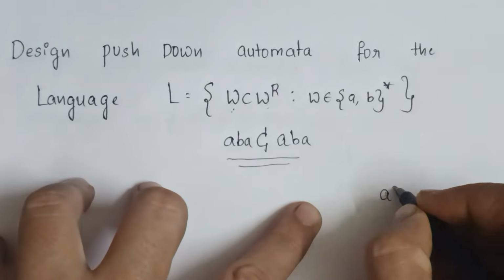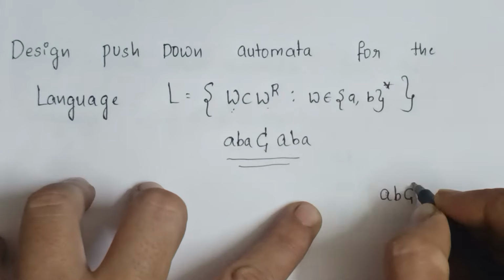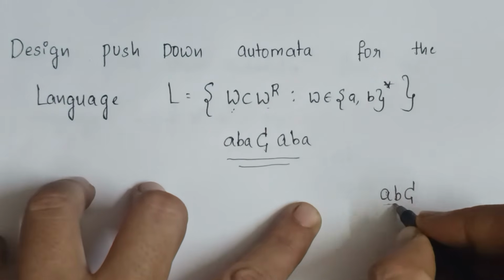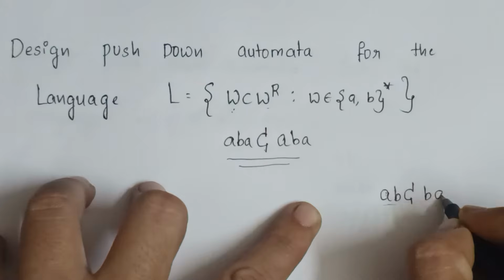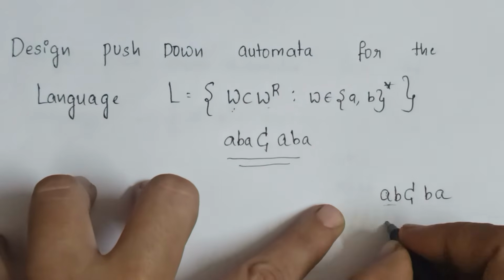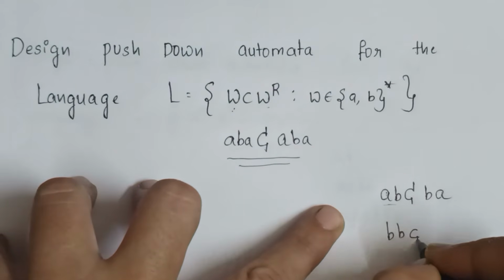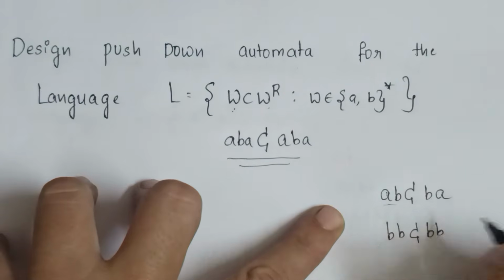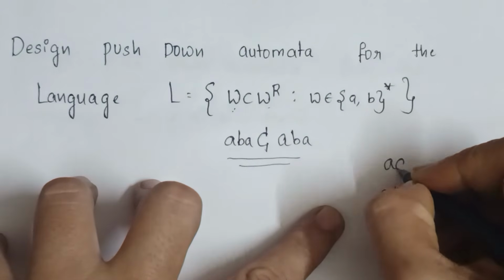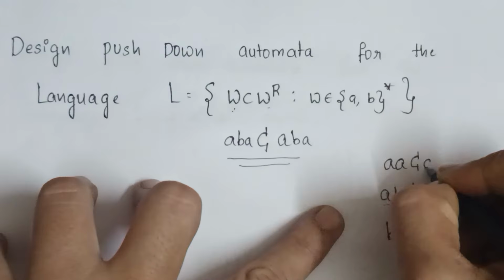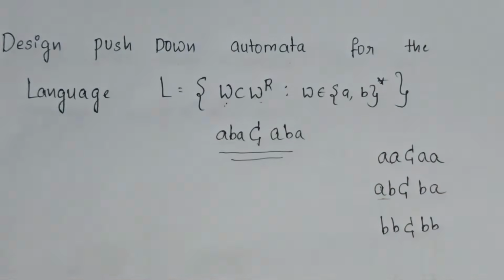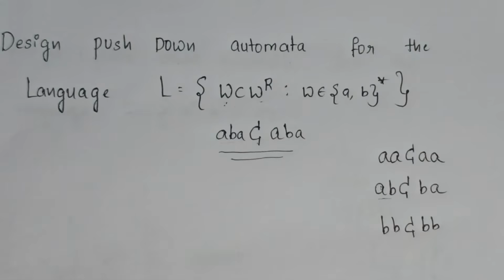If I take AB, C is the partition between W and W power R, and the reverse of AB is BA. If I take the string BB, the reverse is BB. If I take AA, the reverse is AA. So in this way, we have to take a string and push the elements into the stack. Whenever its equivalent symbol is encountered, we should pop it out.